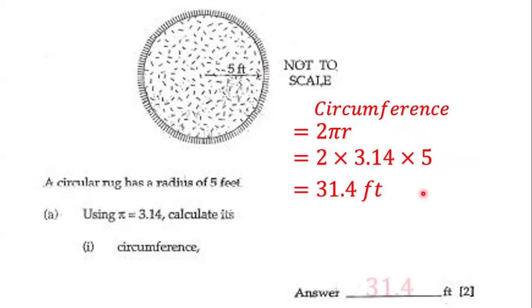And that's the circumference of the circle. That's the circumference of this circular rug, and the circumference is 31.4 feet.